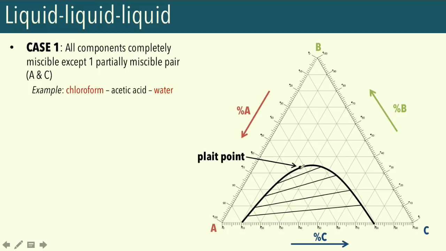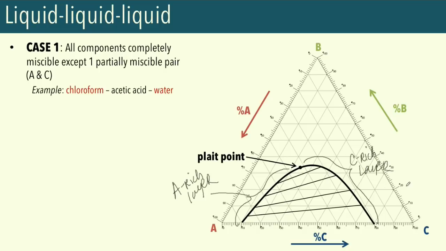So overall we could say that the compositions along this region, on the left side of our plate point, represent the composition of our A-rich layer. And the regions on the right side of the plate point correspond to the C-rich layer. This is a C-rich layer because in these compositions you have a higher amount of C compared to A. Same thing goes over here: you have a higher amount of A compared to C. So A acts as a solvent here, C acts as a solvent here.